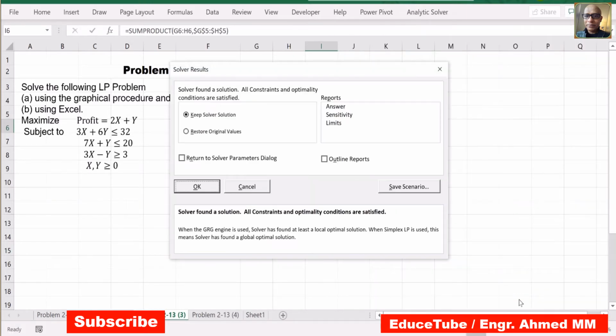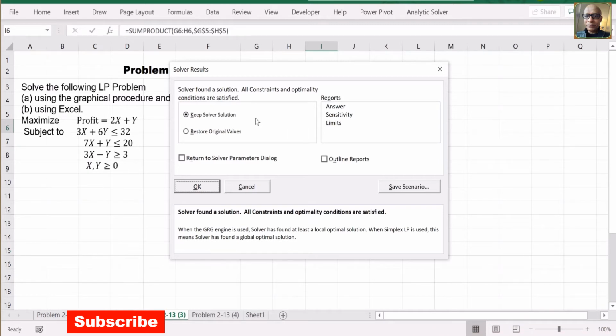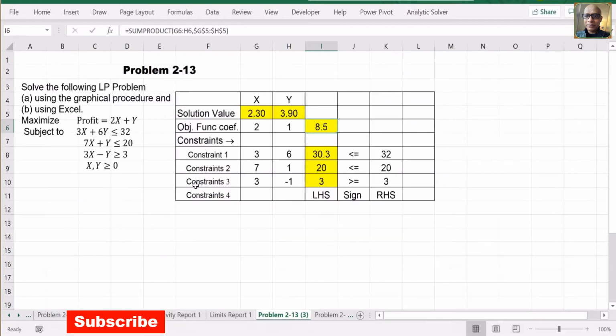value will be generated, but they are asking some additional points to be selected or not. Say keep solver solution, we want like that, and we need reports for answers, sensitivity, limits. Okay, so we got it. So now okay, within seconds it is generated.